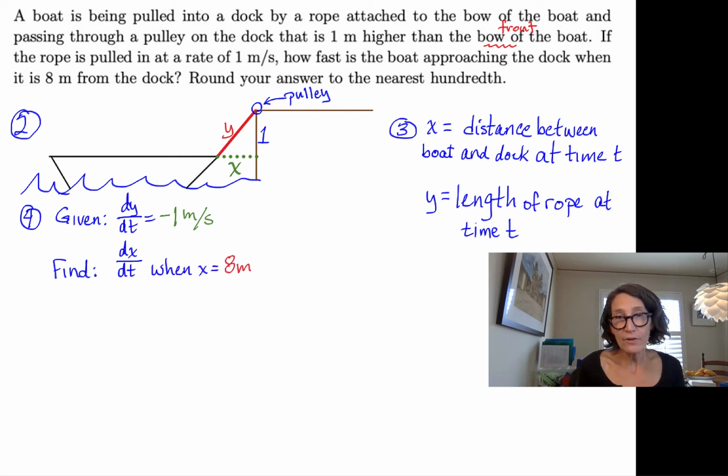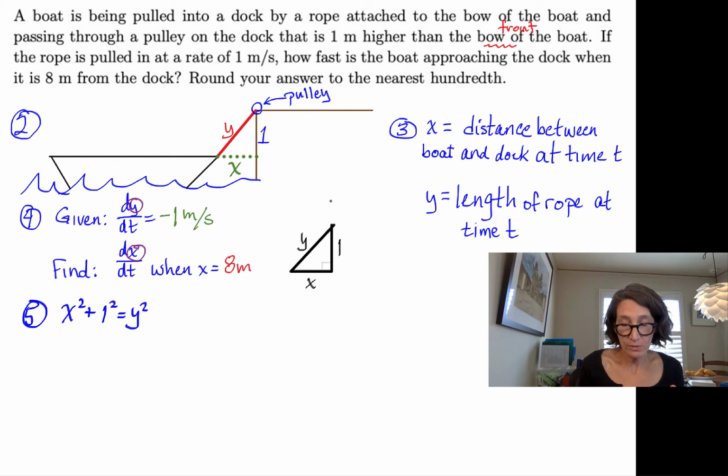All right, so now that we have our rates, dy/dt and dx/dt, we want to relate the two quantities that are changing. The x and the y need to be related by an equation. So when we look at the picture, we see we just have a right triangle. I just pulled that right triangle out. The height is 1, the base is x, the hypotenuse is y. So I can just write down the Pythagorean theorem, x squared plus 1 squared equals y squared. All right, so I have my relationship between the two quantities that are changing.